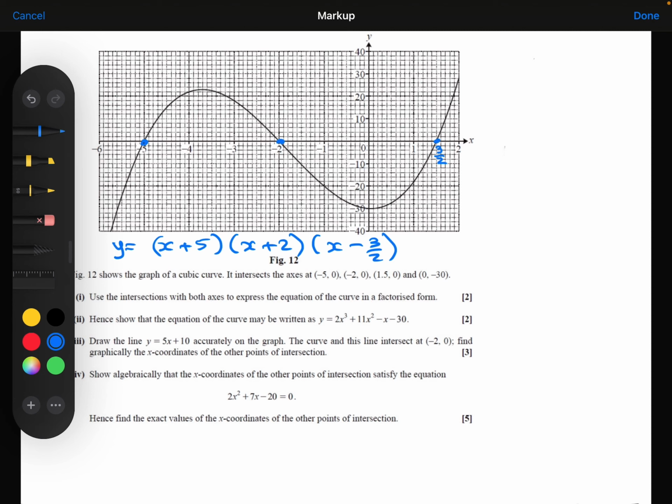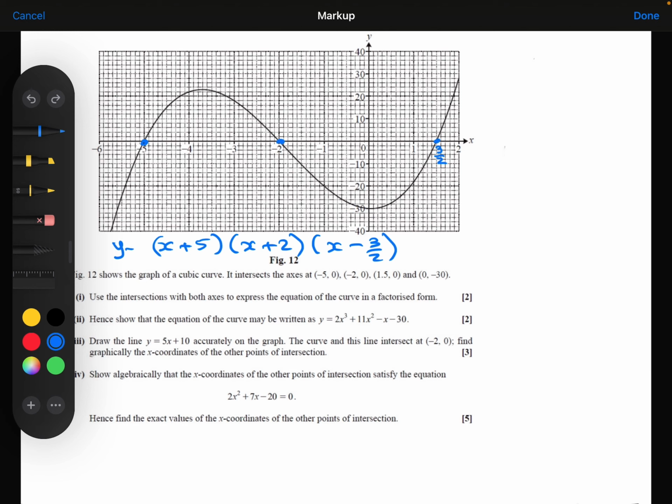But let's just check that with the intercept on the y-axis as well. It's going to intersect on the y-axis when x is 0. So if I made this 0, and this 0, then I would end up with just 5 times 2 times -3/2. So what would that give me? The 5 times the 2 times the -3/2 gives me -15, which is not correct. The intercept on the y-axis was -30.